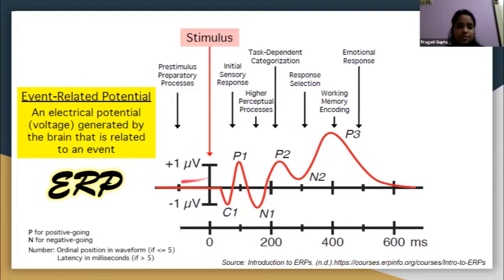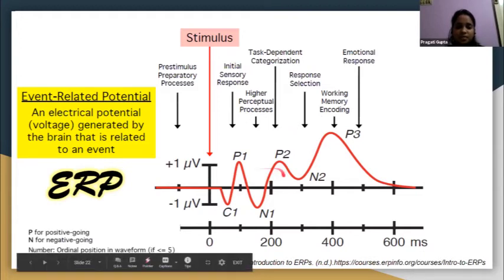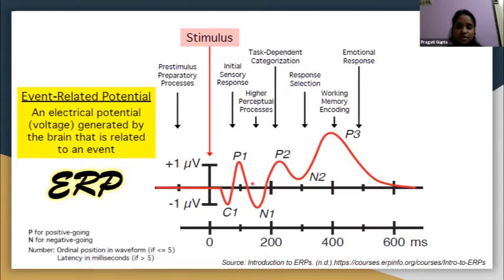First we'll see what P and N are. P stands for positive and N is for negative. This is the polarity. P is for the positive-going peak, and the numbers 1, 2 are the ordinal positions in the waveform. If the number is less than 5, it is based on the ordinal position on the waveform. If it is greater than 5, it refers to the latency. Sorry.